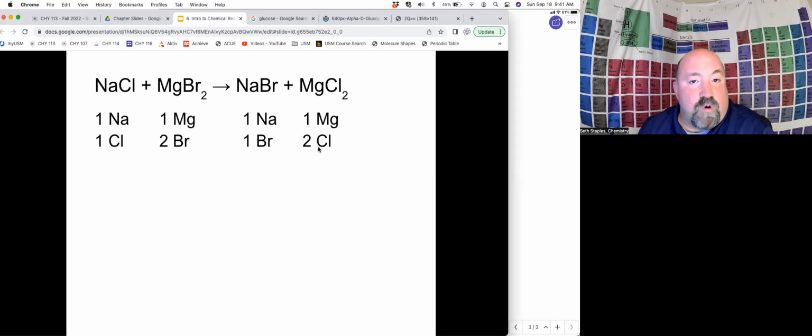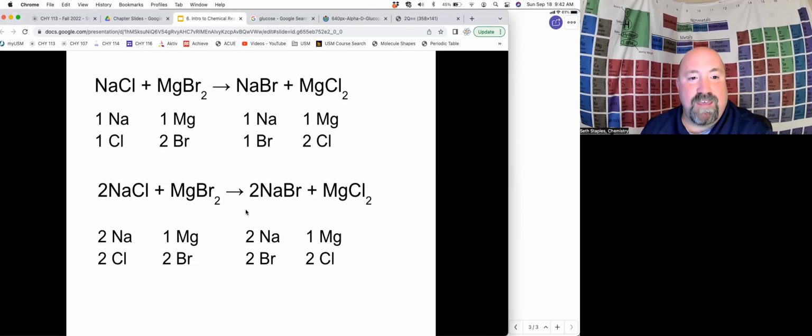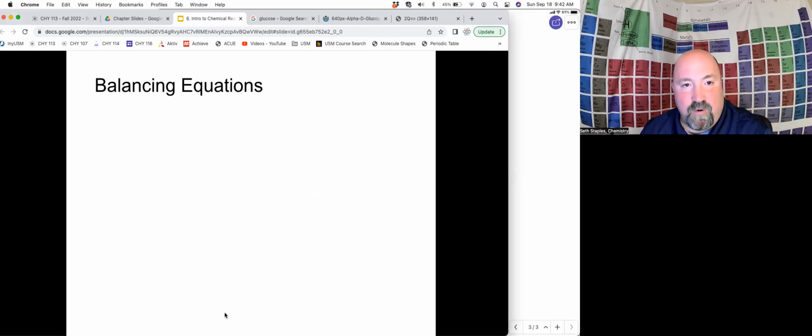And so you could fix either one, doesn't matter which one you do first. Remember that we cannot simply do this. We cannot simply add a 2 here and a 2 here. Those are not how sodium and chlorine come together, or how sodium and bromine come together. So we cannot simply do that. What we do is place a 2 in front of our NaCl and a 2 in front of our NaBr. Now I have a balanced equation.